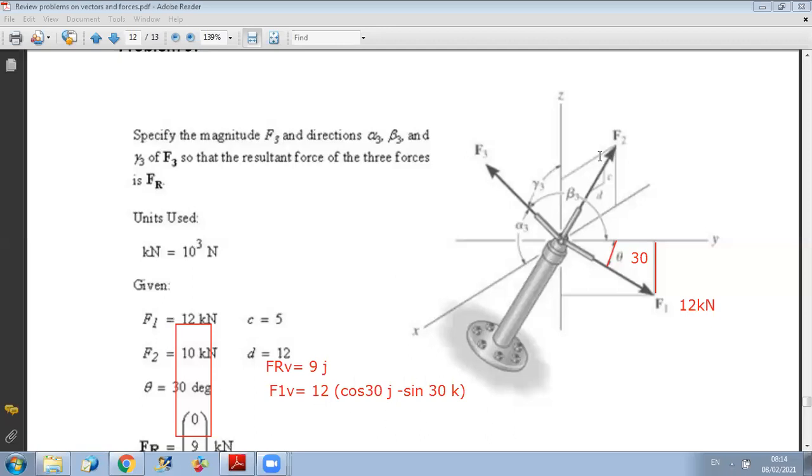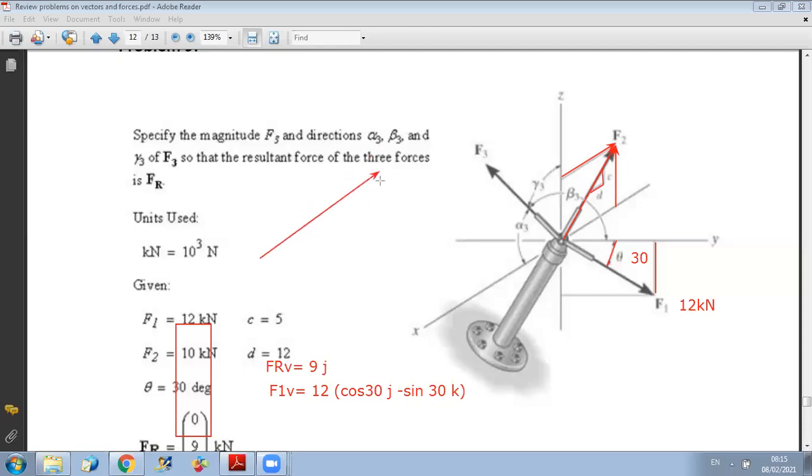Now I move to F2. What do I know about F2? If we look at the figure and I follow the lines, I have components of F2 parallel to X, and this is the component along Z. No components along Y. Now, what they gave me for F2, instead of giving me an angle, they gave me this information, C and D. To understand it better, let me draw a figure.